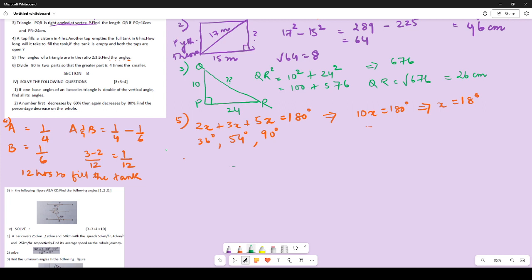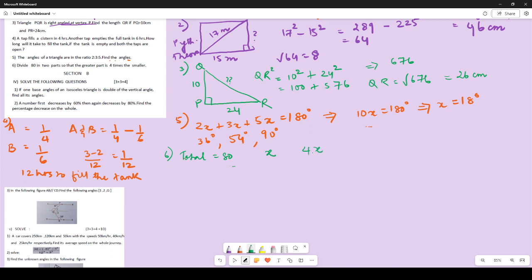Now let us take up the last question over here. Divide 180 into 2 parts so that the greater part is 4 times the smaller. So this is a linear equation. Now you see, total is equal to 180, right? So there are 2 parts. If one part is x, the another part is 4x.